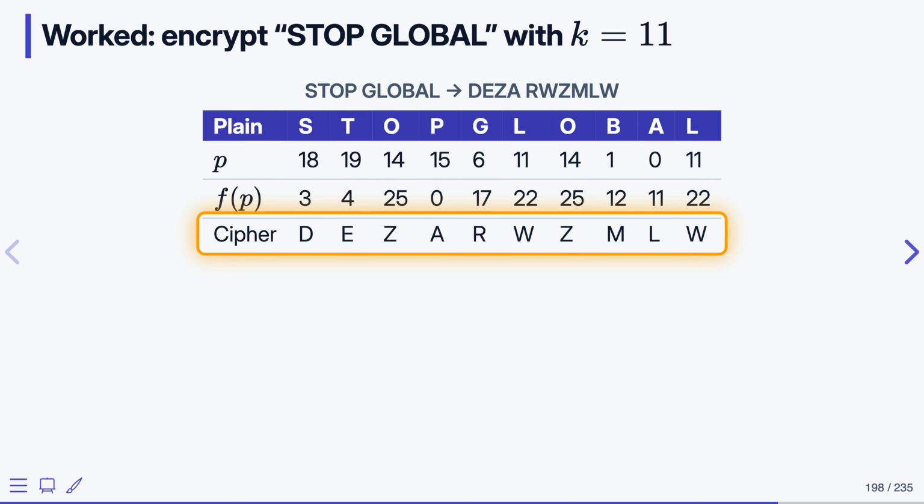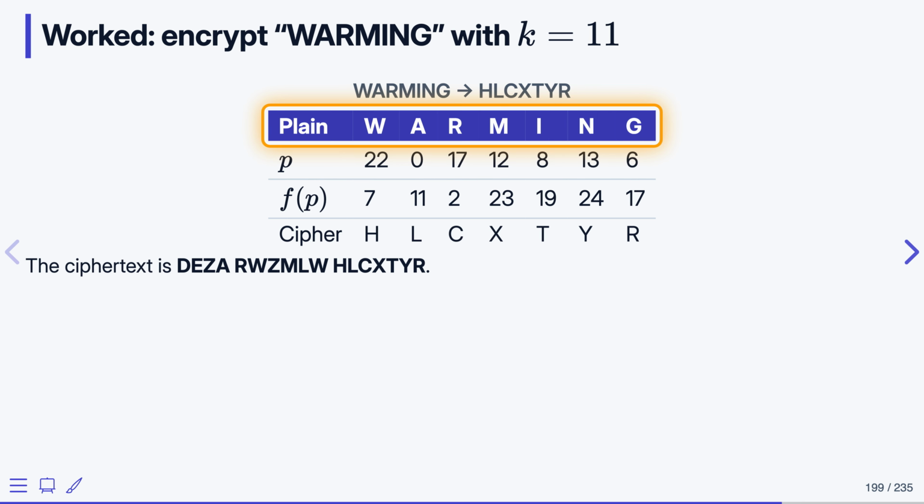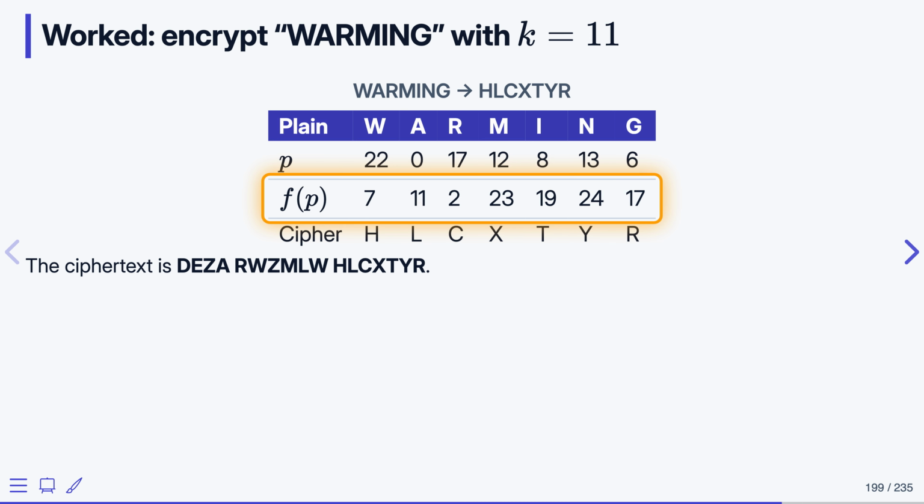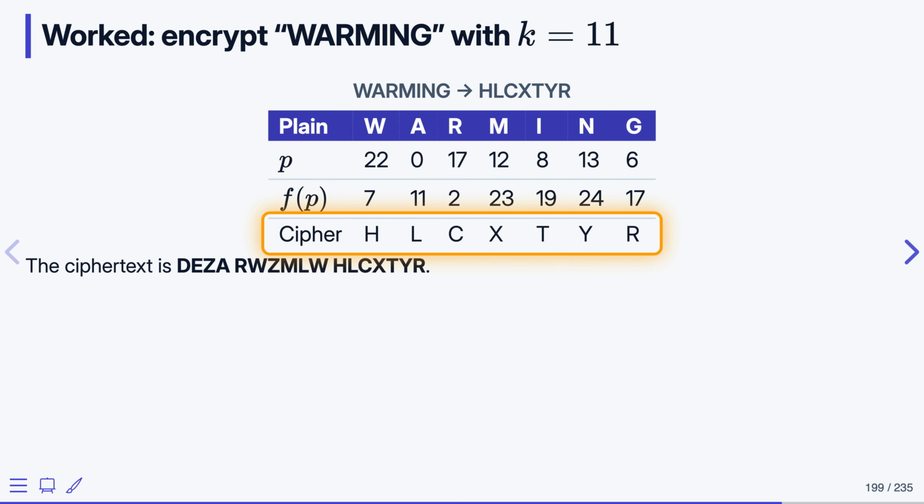RWZMLW. Now the last word, WARMING. The numbers are 22, 0, 17, 12, 8, 13, 6. Add 11 to each one. 22 plus 11 is 33, which wraps to 7. 17 plus 11 is 28, which wraps to 2. The rest need no wrap. As letters, that is H, L, C, X, T, Y, R.